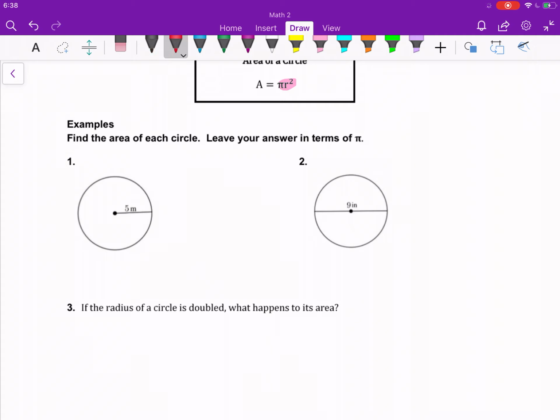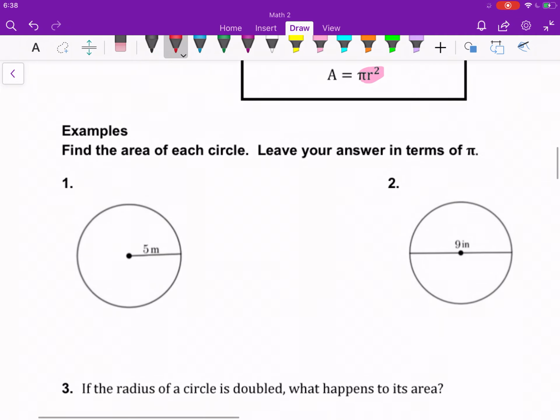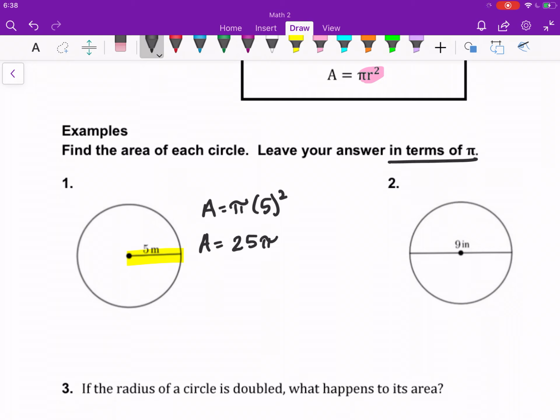So for instance, on this first problem, let me zoom in a bit. We've got a radius of 5 meters. So we'll say the area is pi times 5 squared. 5 squared is 25, so it's 25 pi. They tell us to keep it in terms of pi, so the area is 25 pi, and then don't forget your units. Since we're talking about area, the units are always squared, so it'll be square meters.